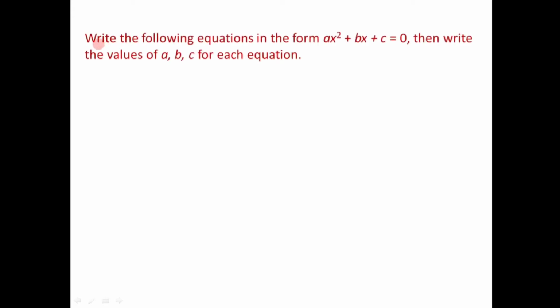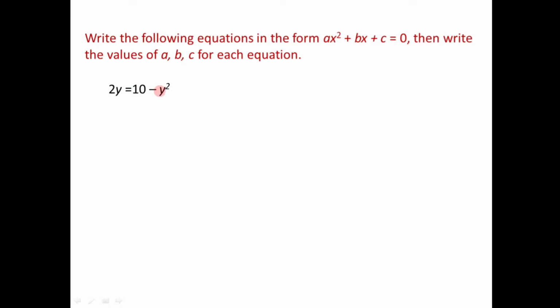Now let us solve the next problem based on it. Question is, write the following equation in the form ax square plus bx plus c is equal to 0, which is the standard form of a quadratic equation, and then write the values of a, b and c for each equation. The first equation is 2y is equal to 10 minus y square.